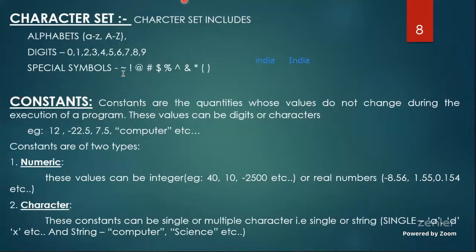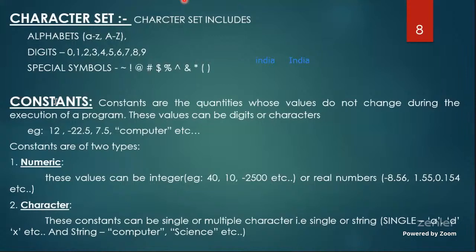Special symbols are the ones you can see on a keyboard other than digits and characters, like at the rate, hash, all of those. These are the symbols we use for our programming. So that is the character set.